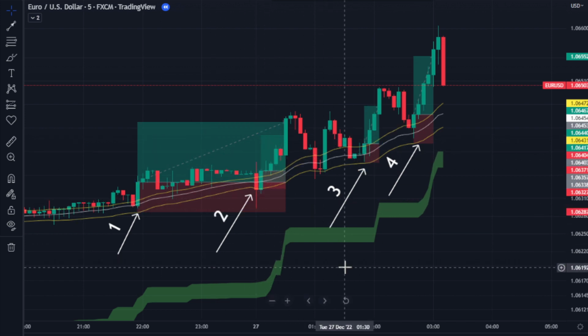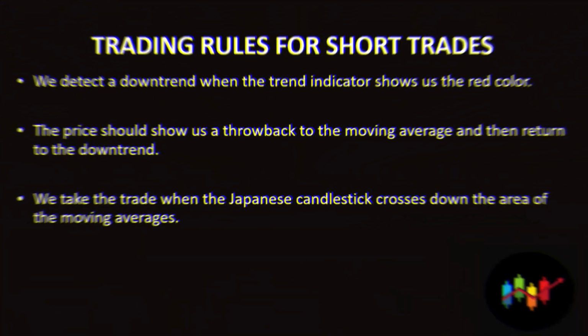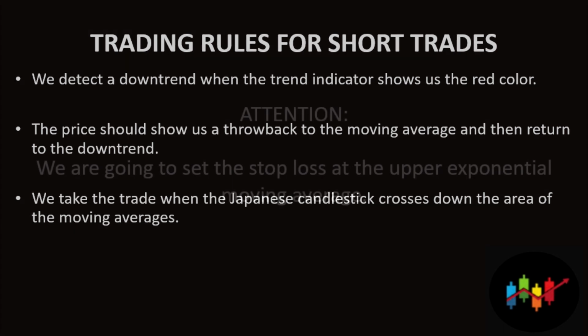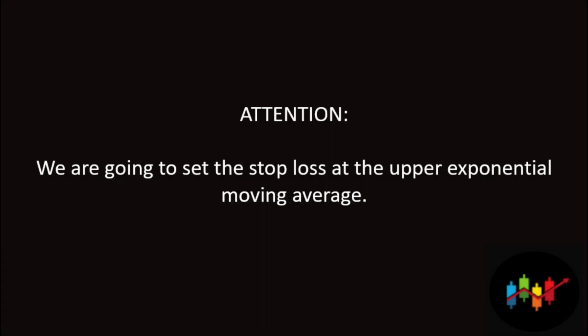Now we will see the rules for taking short trades. Okay, first we are going to explain trading rules for short trades. First, we detect a downtrend when the trend indicator shows us the color red. Second, the price should show us a pullback in the moving average and then return to the downtrend. Third, we enter the trade when the Japanese candlestick crosses down the moving average zone. Now pay attention here. We are going to set the stop loss at the upper exponential moving average.